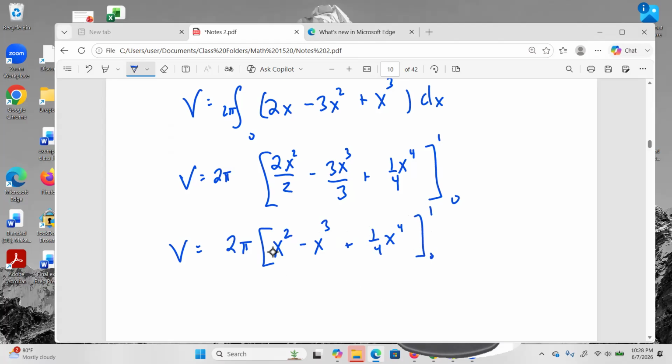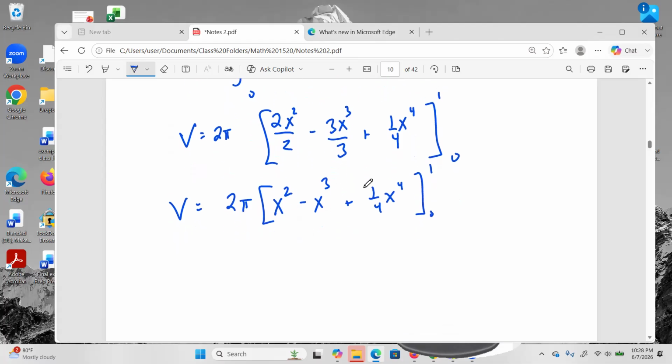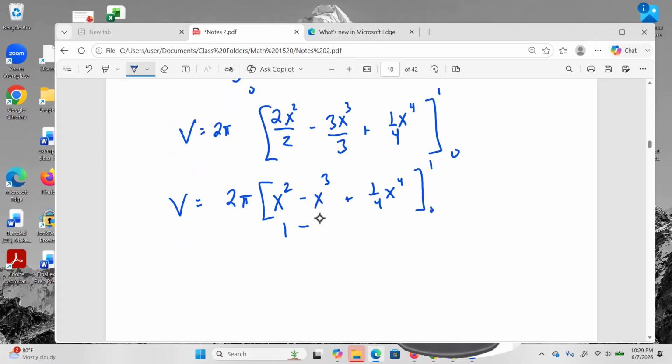As we go from 0 to 1, this would be a nice problem, wouldn't it? I plug in the ones, and we get 1 minus 1 plus 1/4 times 1, all times 2 pi. So 1 minus 1 is 0, and we are going to end up with 2 pi over 4, leaving us with pi over 2 as our answer in square units. All right, so that's how you do a problem like that.